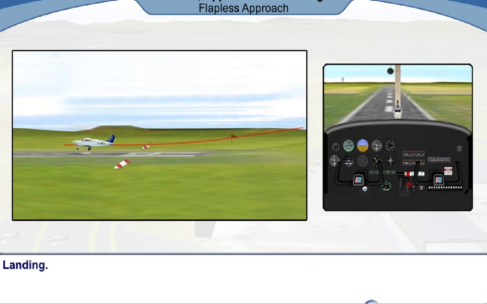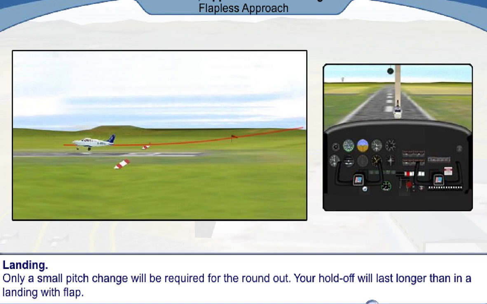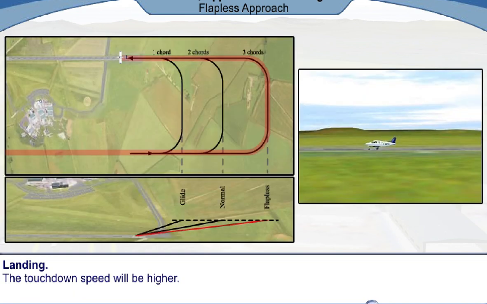Landing from a flapless approach presents no unusual problems. Because of the shallow descent angle, only a very small pitch change is necessary to round out. You'll notice too that the time lapse between round out and touchdown will be longer. In other words, your hold off will be longer and you'll touch down further into the landing area. Also, the touchdown speed will be higher than that for a normal powered approach, and the ground run will be correspondingly longer than normal.